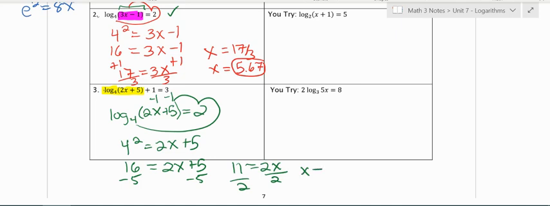If I put 5.5 back in the equation, I want to make sure it works. It is going to end up checking out. A big flag is you want to make sure you get a positive value inside the parentheses when you're done, because you can't take the log of a negative number.